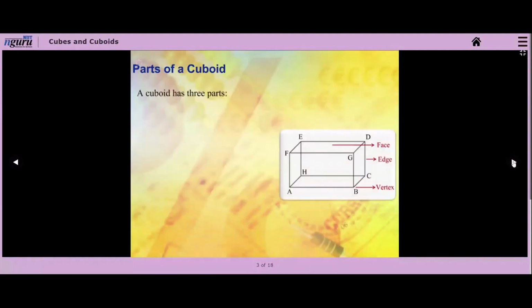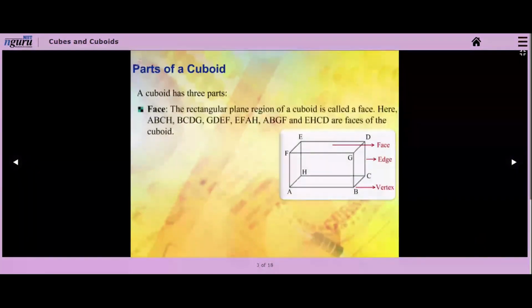A cuboid has three parts: a face, an edge, and a vertex. The rectangular plane region of a cuboid is called a face. Here, ABCH, BCDG, GDEF, EFAH, ABGF, and EHCD are faces of the cuboid.